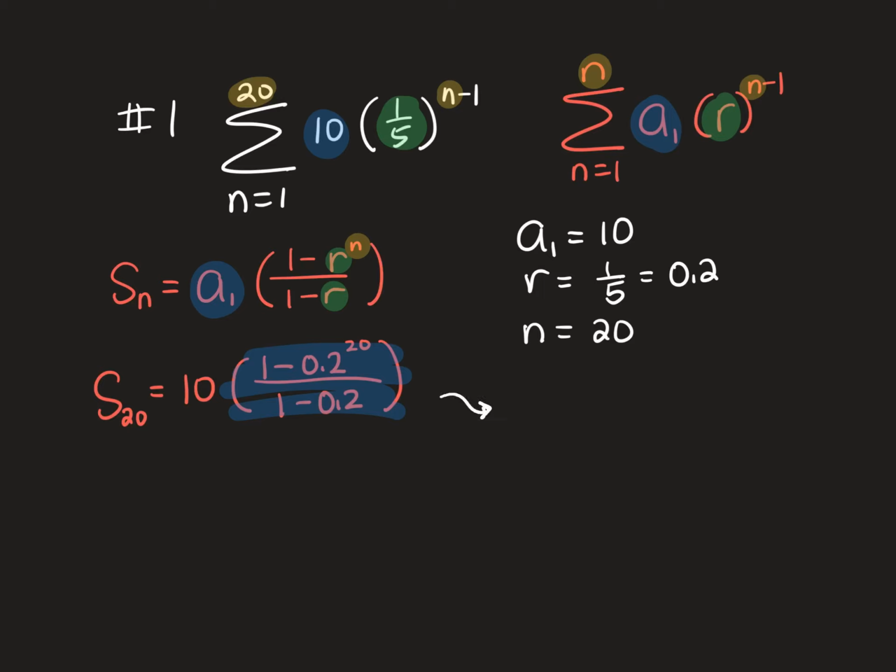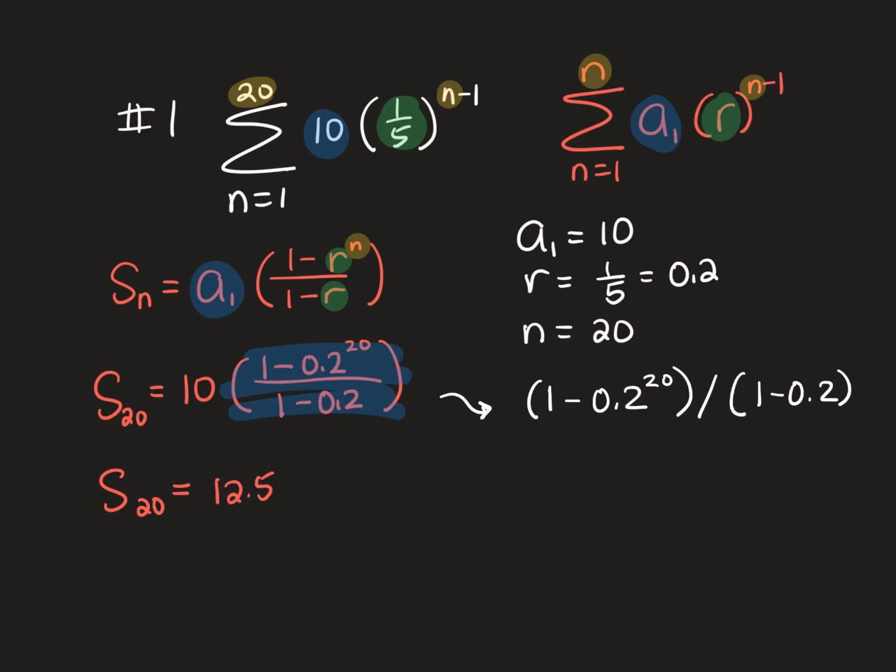You're going to type that like this. You'd have to put parentheses to start the numerator, then 1 minus 0.2 to the 20th power, close your parentheses, then divided by parentheses to start your denominator, 1 minus 0.2, and then close your denominator. And then take that, whatever it is, and multiply it by 10. If you do that, you can use your calculator, and you're going to get like 12.5.